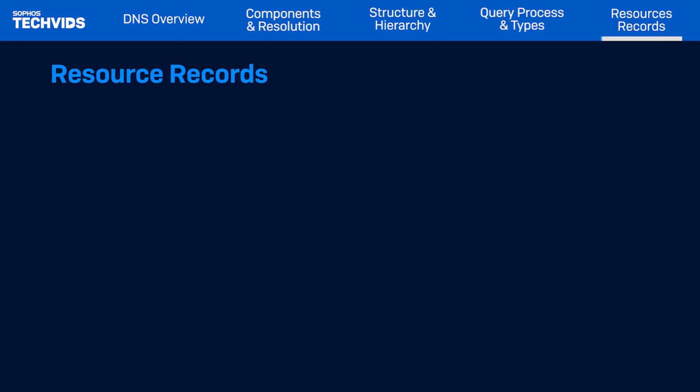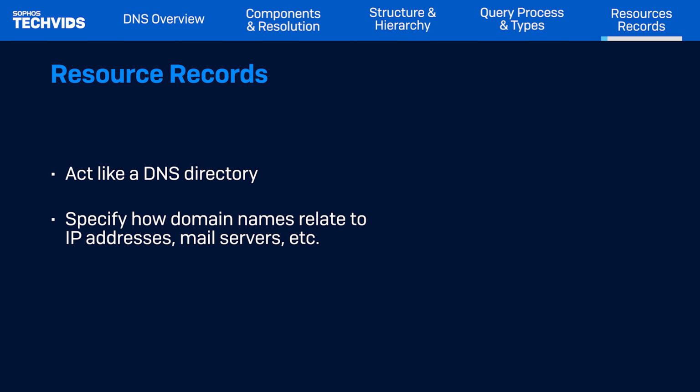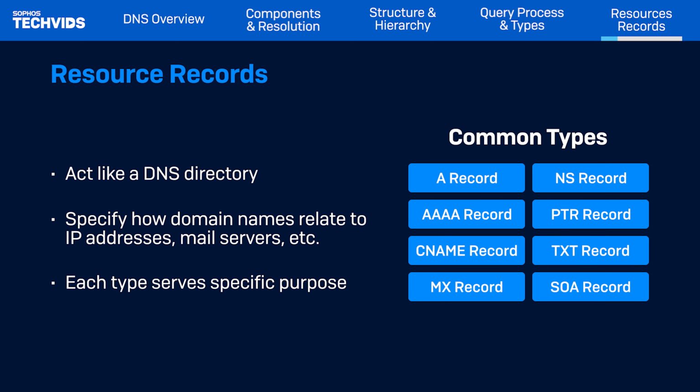The last topic I'll cover is the various resource record types. Resource records act like a directory for DNS, specifying how domain names relate to IP addresses, mail servers, and other domain-related functions. Each type serves a specific purpose in facilitating the smooth function of the domain name system. These are some of the most common resource records.